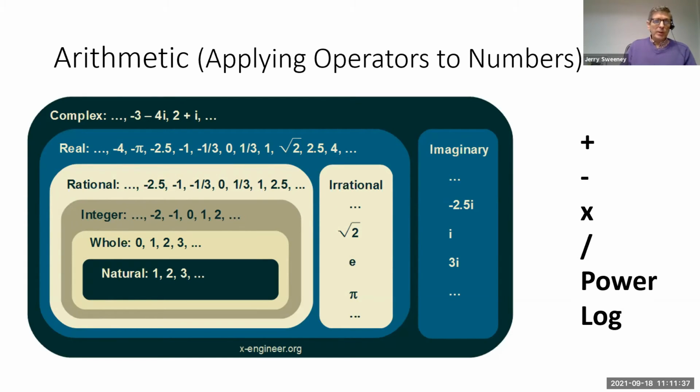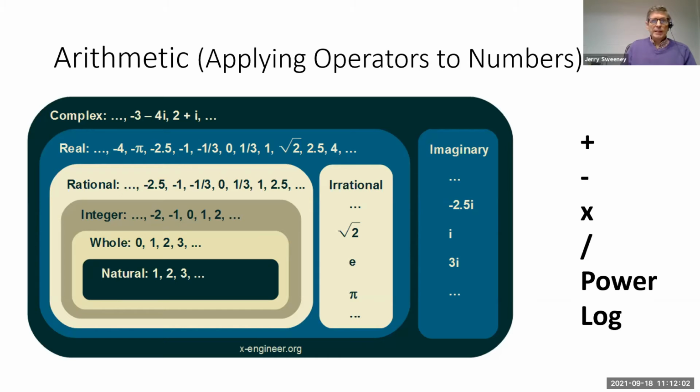And I want to point out a couple of facts here. The first one is that all numbers are complex numbers. So if you write down 1, you can say it's 1 plus 0i. So the natural numbers, whole numbers, integers, rationals, they can all be written as a complex number by going plus 0i.